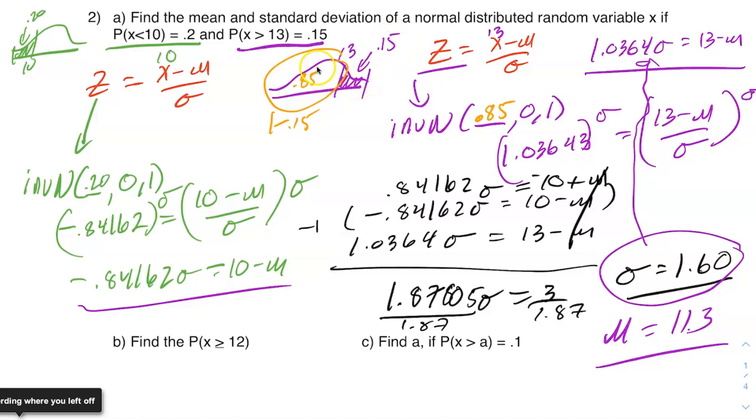I gotta always do left tail, so 0.85. Get my thing, find my answer, put them together, and do elimination or substitution, whatever you want to solve. And when I did that one way, I got sigma equals 1.6. Then you got to go back and plug it into any one of the equations to find your mu, and I got 11.3.